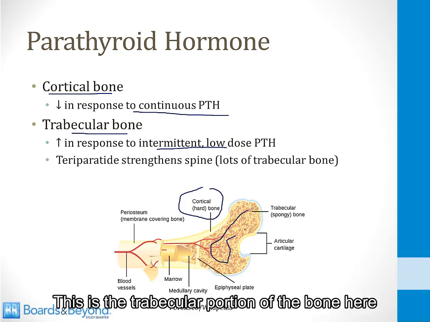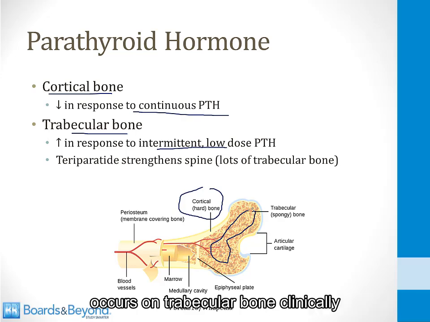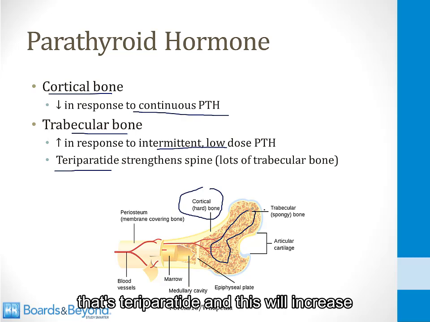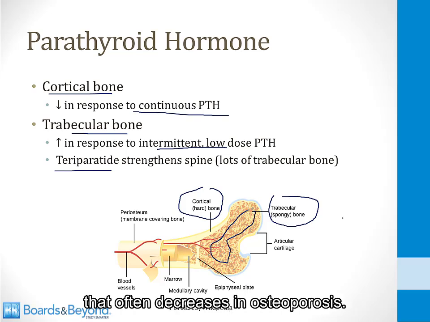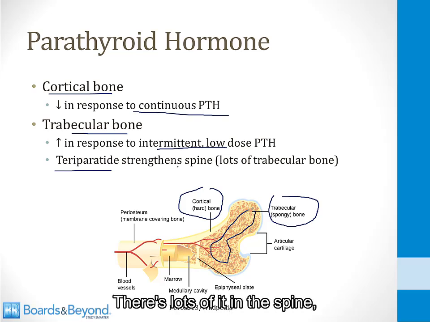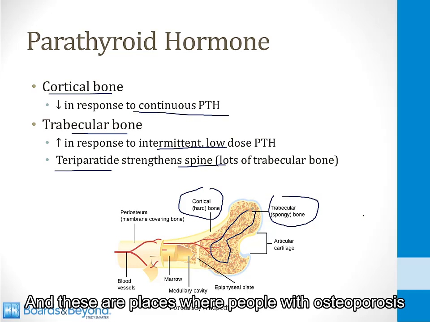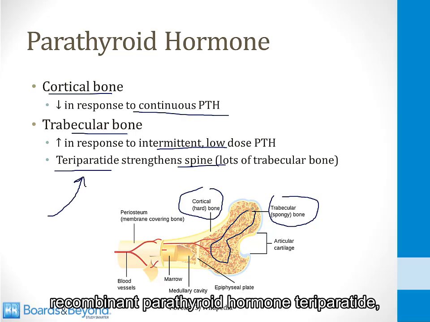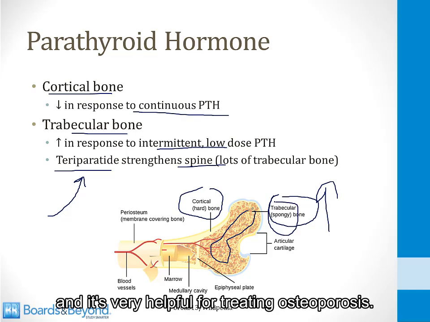This is the trabecular portion of the bone here, and it's very useful that this effect of parathyroid hormone occurs on trabecular bone clinically because you can administer recombinant parathyroid hormone, that's teriparatide, and this will increase the bone density of trabecular spongy bone. And that's the type of bone that often decreases in osteoporosis. There's lots of it in the spine. There's also lots of it in the head of the femur. And these are places where people with osteoporosis have lots of fractures. So if you give recombinant parathyroid hormone, teriparatide, you will see a rise in the bone density of the trabecular bone, and it's very helpful for treating osteoporosis.